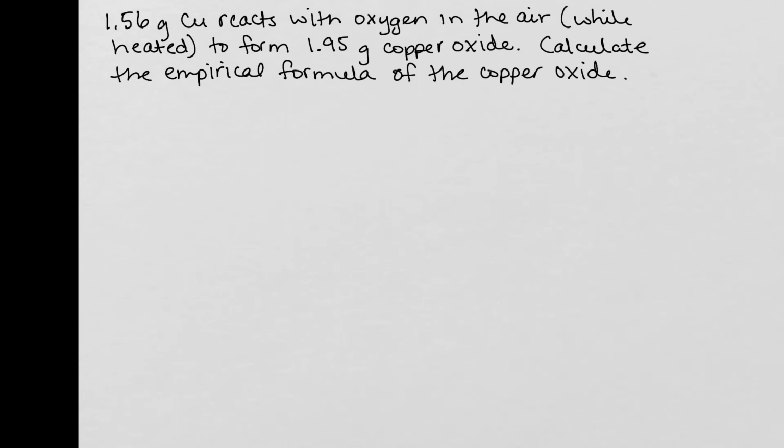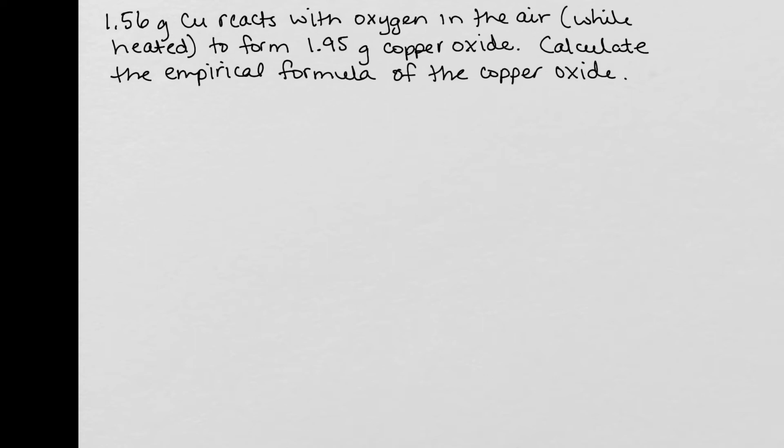In this problem, we're going to look at how we can use conservation of mass to help us determine the empirical formula. So this problem says 1.56 grams of copper reacts with oxygen in the air to form 1.95 grams of copper oxide. Calculate the empirical formula of the copper oxide.